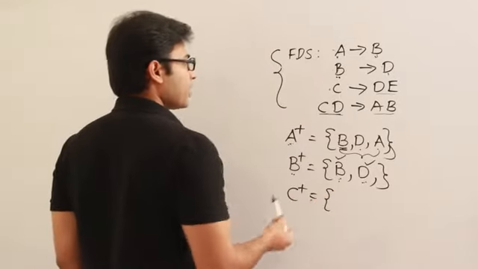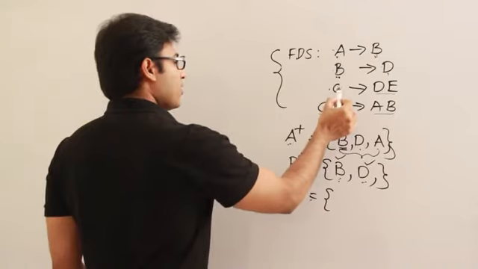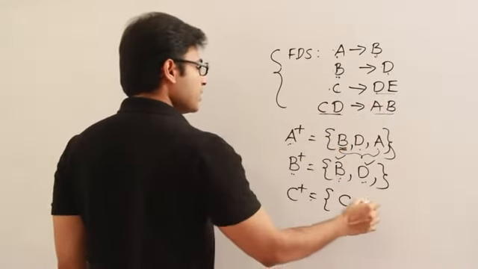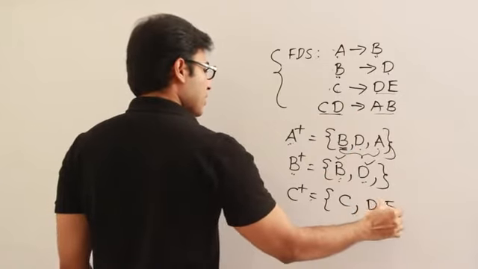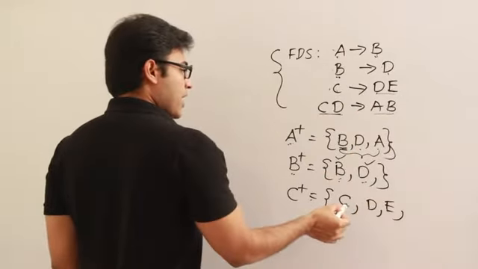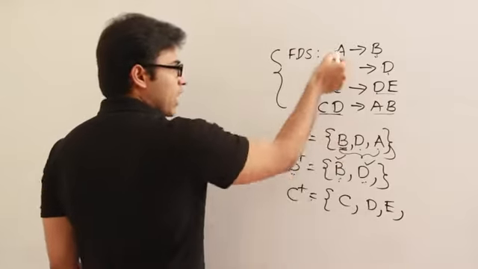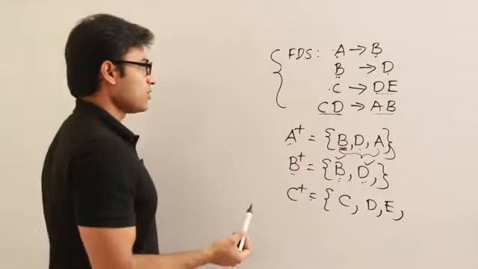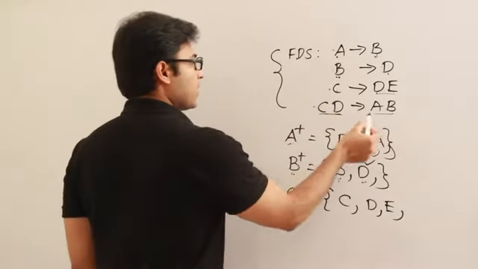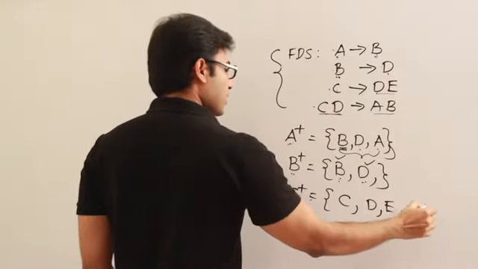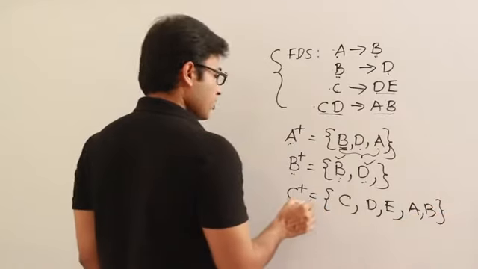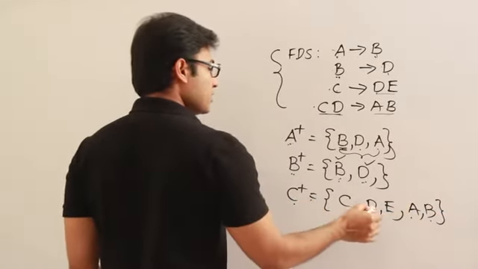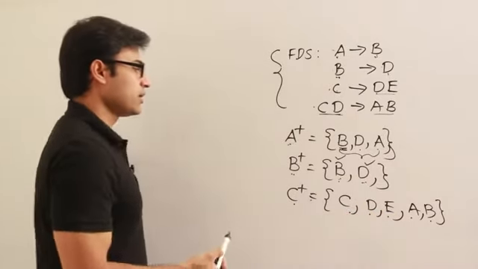Given the value of C, what can I derive? See, given the value of C, I can derive C definitely, right? And then that is going to give me DE, because of this FD. And now I have CDE. Now I'll check the left hand side of all the FDs and see if there is any combination of CDE. Yes, here we have it, and I'm going to get AB, right? Therefore, given the value of C, I'm able to get uniquely A, B, C, D, E, isn't it?